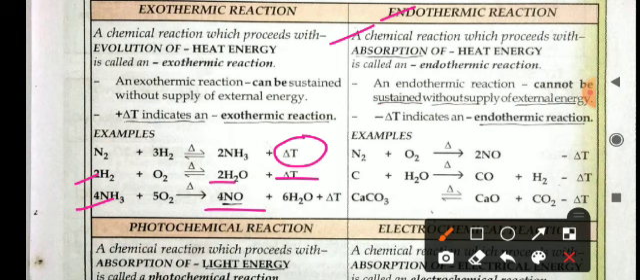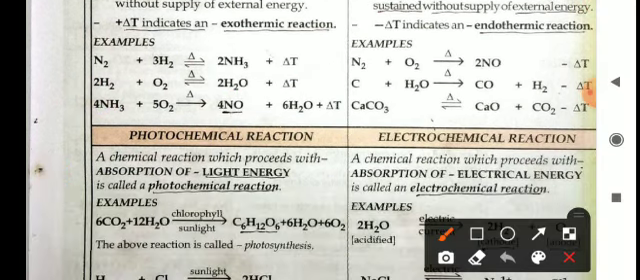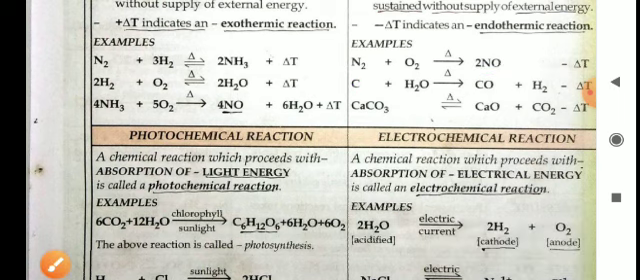A chemical reaction which proceeds with the absorption of heat energy is called an endothermic reaction. An endothermic reaction cannot be sustained without supply of external heat. So in an endothermic chemical reaction we have to give energy to the reaction to perform it. Minus delta T indicates an endothermic reaction. For example, N2 plus O2 after heating gives 2NO minus delta T; C plus H2O gives CO plus H2 minus delta T; and calcium carbonate gives calcium oxide plus carbon dioxide, minus delta T of energy.